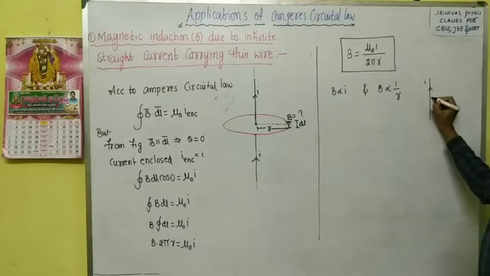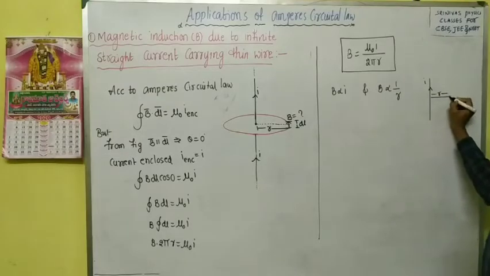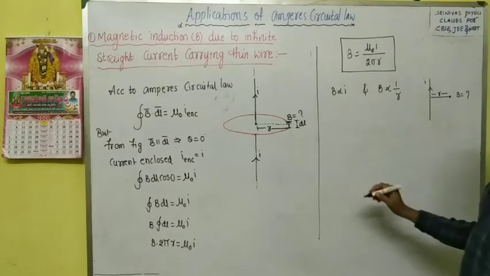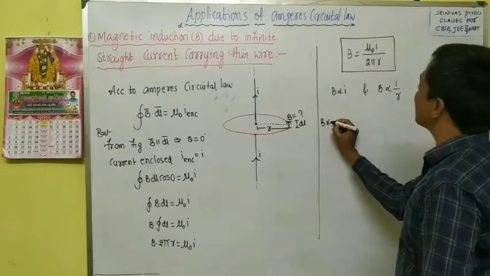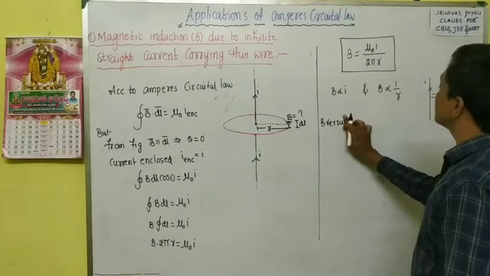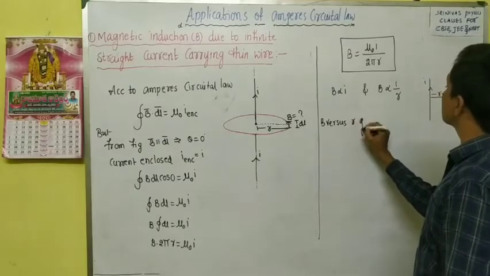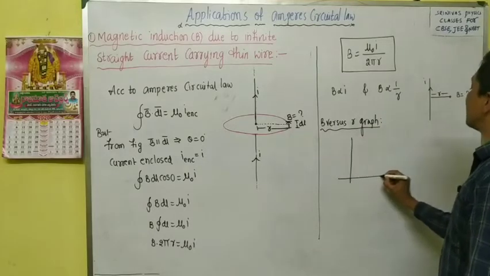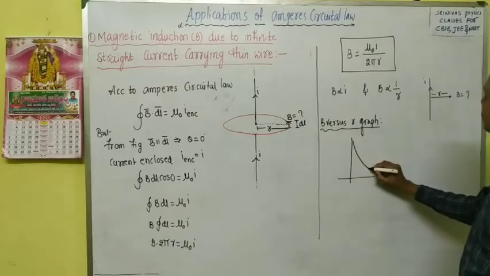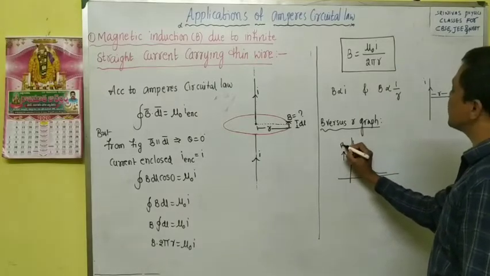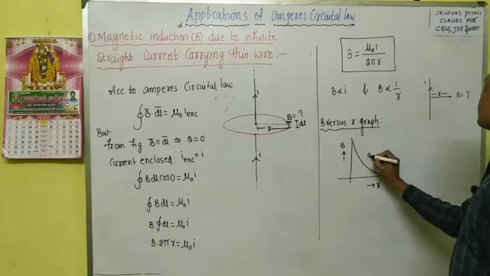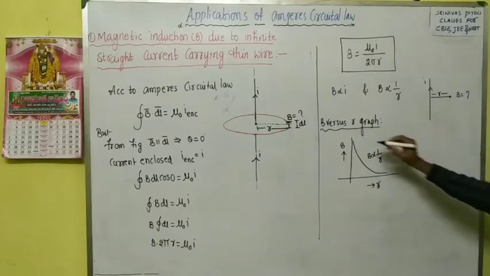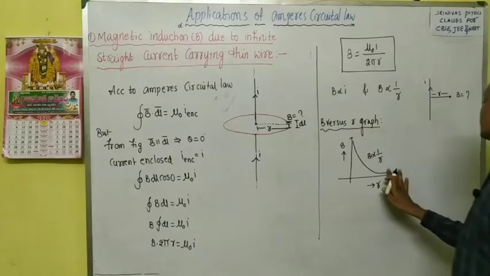Now at a smaller distance, if you want to find the magnetic induction, it depends upon the current and the distance. If you draw the graph of B versus small r for the thin wire, we will get a graph like this. This is B and this is small r. B is inversely proportional to r. That's why when small r increases, B decreases. We will get the graph like this, right?